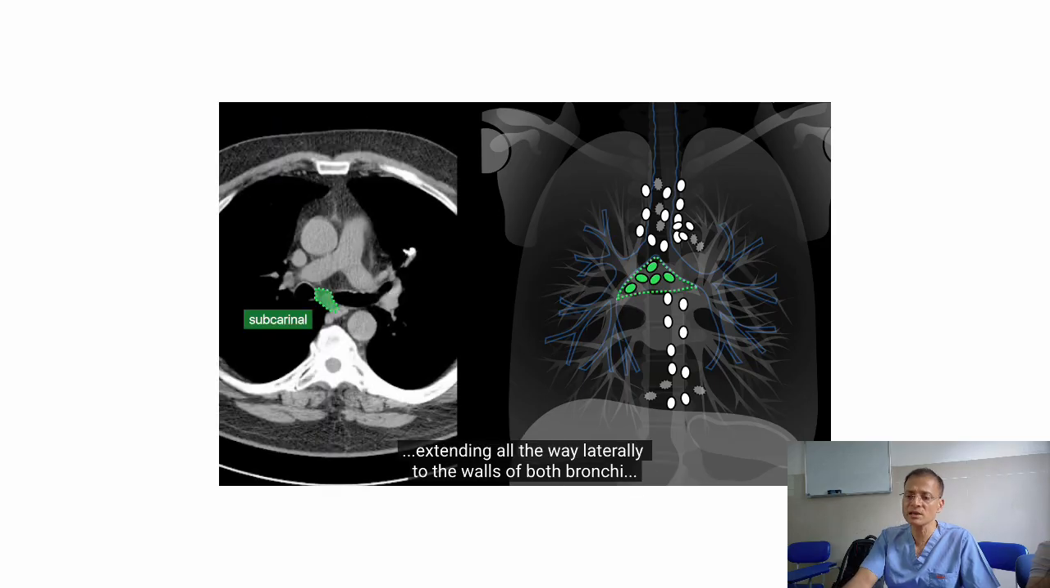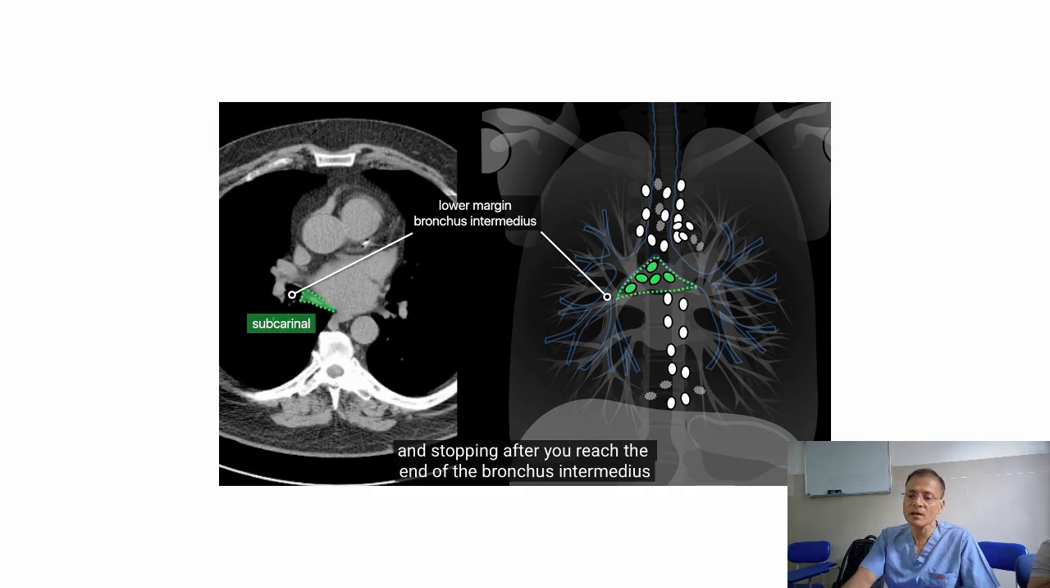Similarly, there could be more. Now let's take an example of the subcarinal. How will you define the subcarinal group? This typical triangle area here is the subcarinal group, right? How will you differentiate, as I said before, from the 10R or 10L?